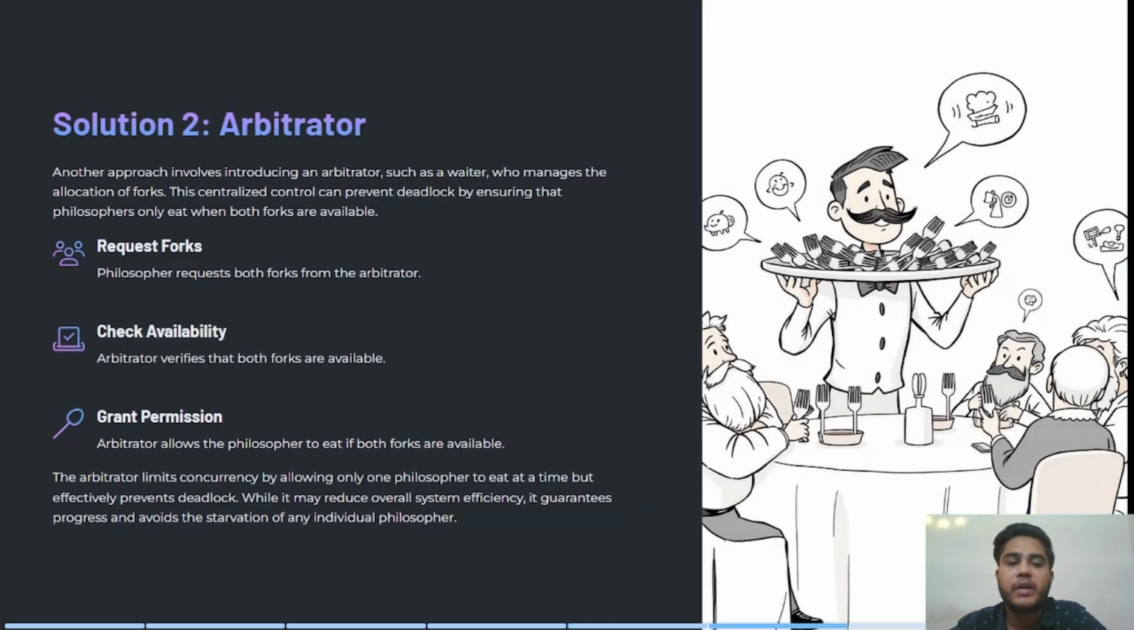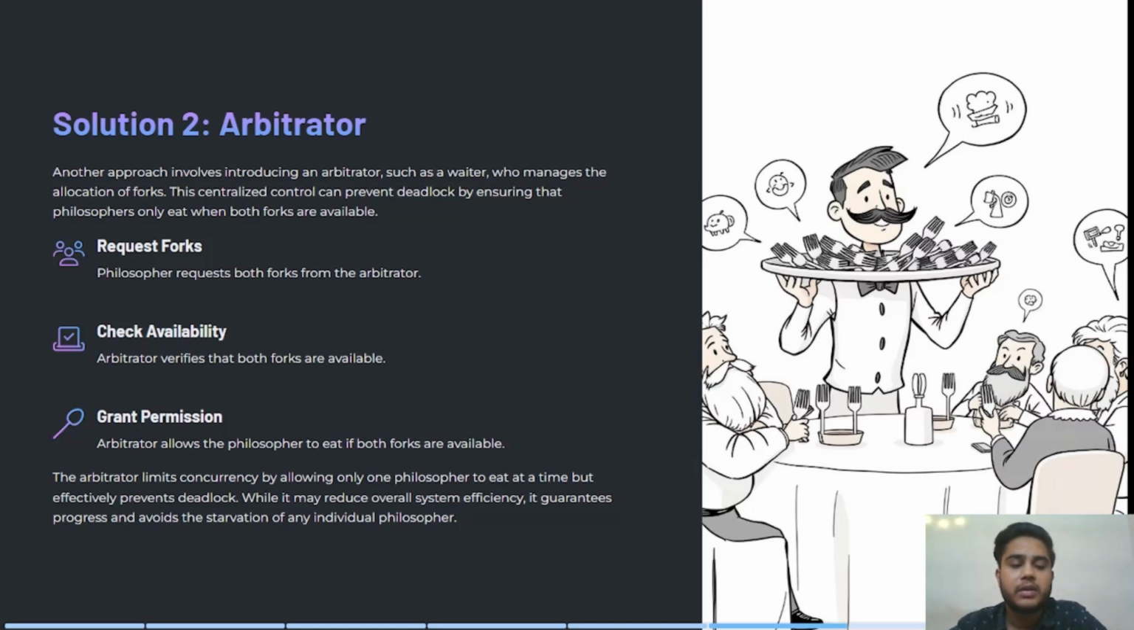Solution number two is the arbitrator. Another approach involves introducing an arbitrator, such as a waiter, who manages the allocation of forks. This centralized control can prevent deadlock by ensuring that philosophers only eat when both forks are available. Philosophers request both forks from the arbitrator. The arbitrator verifies that both forks are available.